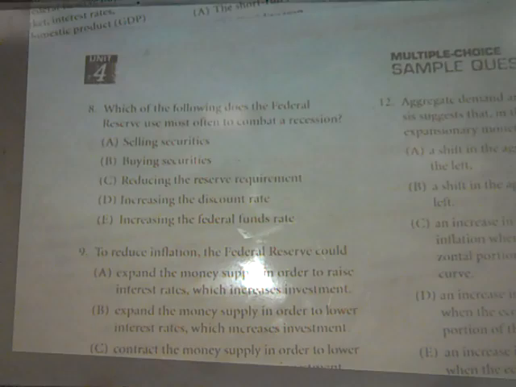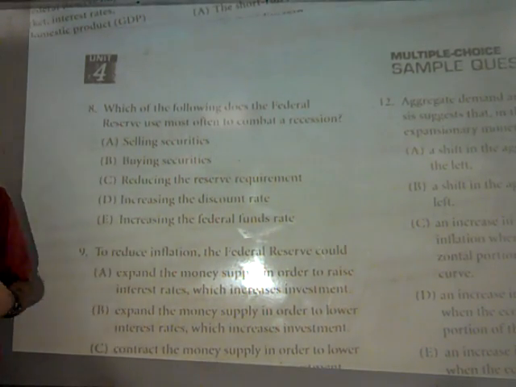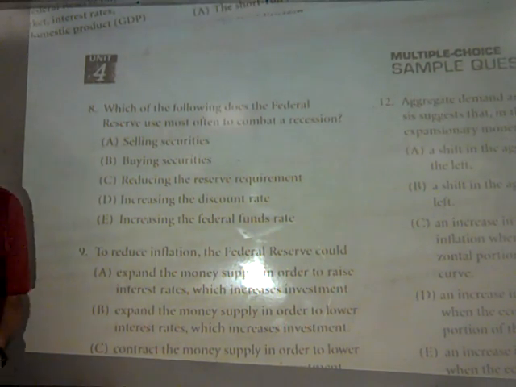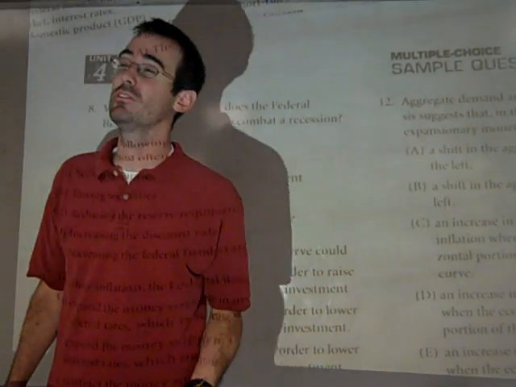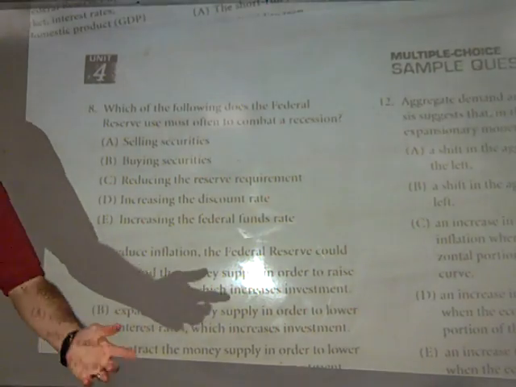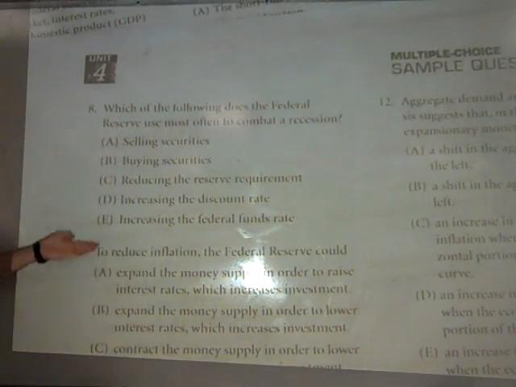All right, which of the following does the Federal Reserve use most often to combat a recession? All right, that's expansionary policy. What is their most commonly used tool? Buying and selling government securities. They might call them government bonds on the AP test. They might call them treasury bonds in the Treasury Department. They might call them treasury notes. Doesn't matter. They're buying government securities, so B.